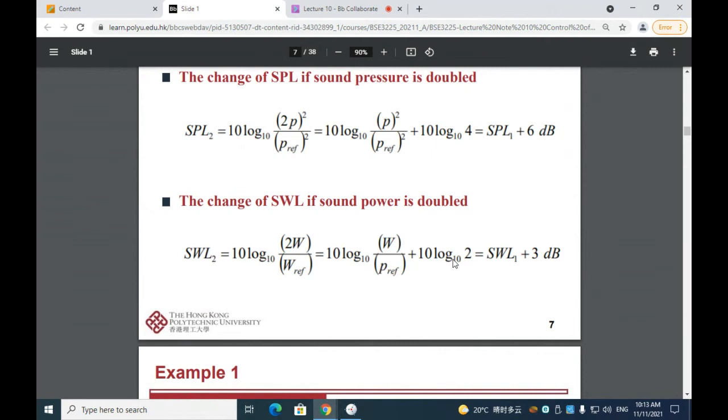plus 10 log10 of 2. Okay, so the first term is the expression of the sound power level corresponding to W here, and the second term is calculated to be 3. So if the sound power is doubled, the change of sound power level will be 3 dB.